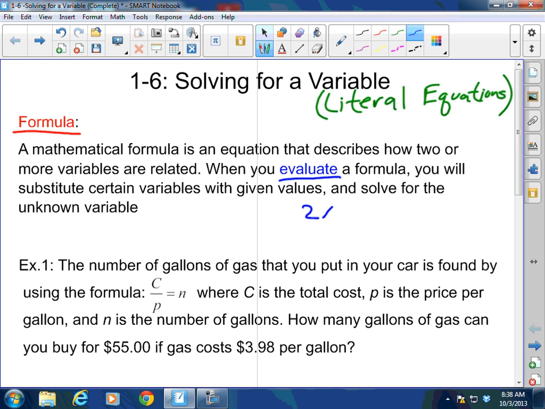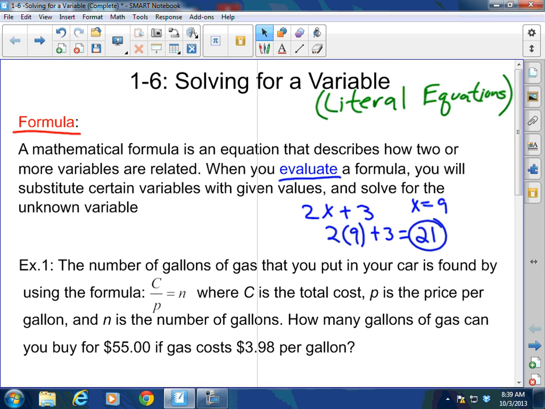If I have, for example, 2x plus 3, and I say x equals 9, when you evaluate, you are plugging that value of x into the expression. In this case, 18 plus 3 would be 21. Does that make sense? So a formula, again, is basically the interaction of different variables, and we're going to learn how to manipulate that today.